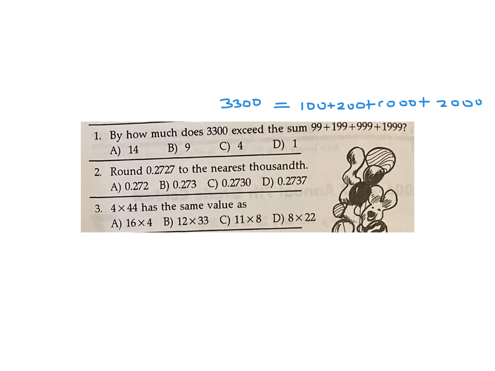But how much did I add? I added this by 1, this by 1, this by 1, and this by 1. So I really went up by 4 in order to get from that sum to 3,300. And that's basically all they're asking. So 4 is the answer, and that would be C.